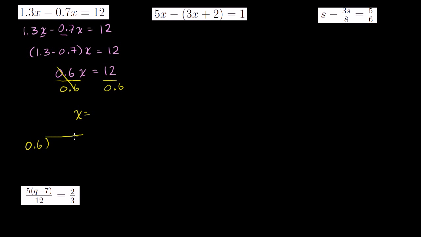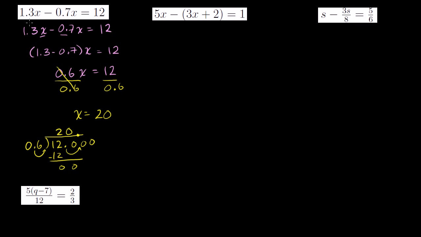0.6 goes into 12. Let's add some decimal points here. That's the same thing as 6 going into 120. 6 goes into 12, 2 times 6 is 12. Subtract, you get a 0. 6 goes into 0 0 times. This is going to go 20 times. 12 divided by 0.6 is 20.